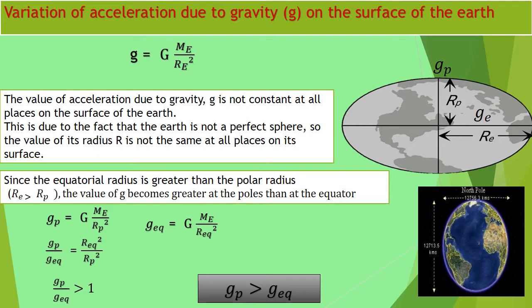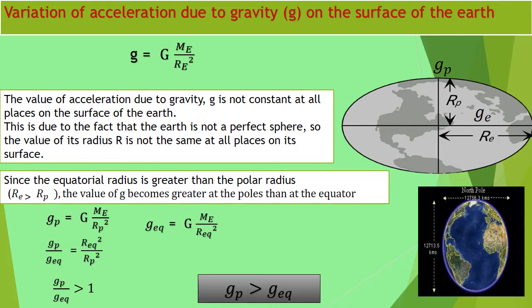So look at the diagram that is given here. The equatorial radius is greater than the polar radius. So when the equatorial radius is greater than the polar radius, the value of g becomes greater at the poles than at the equator. So try to form the equations to calculate the gravity at the poles. Form an equation there. You can see gp is GMe by Rp square. Gravity at the equator geq is given by GMe by Req the whole square.